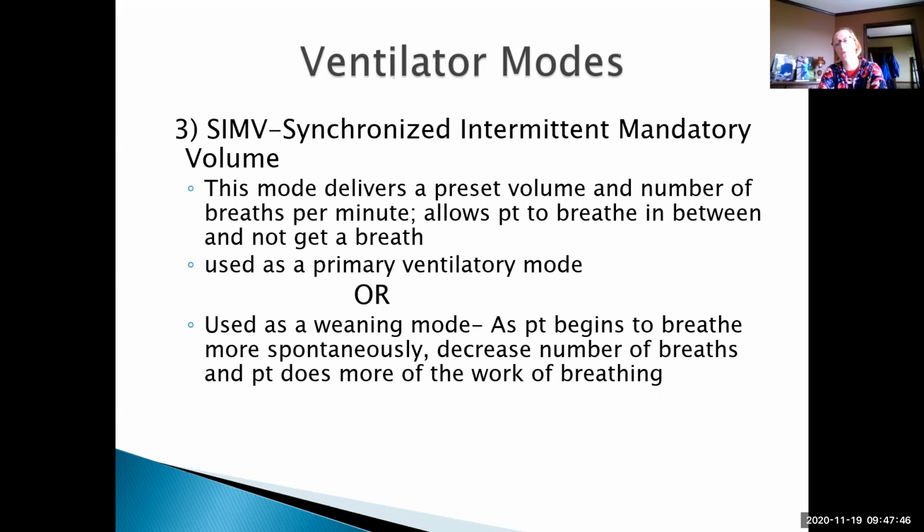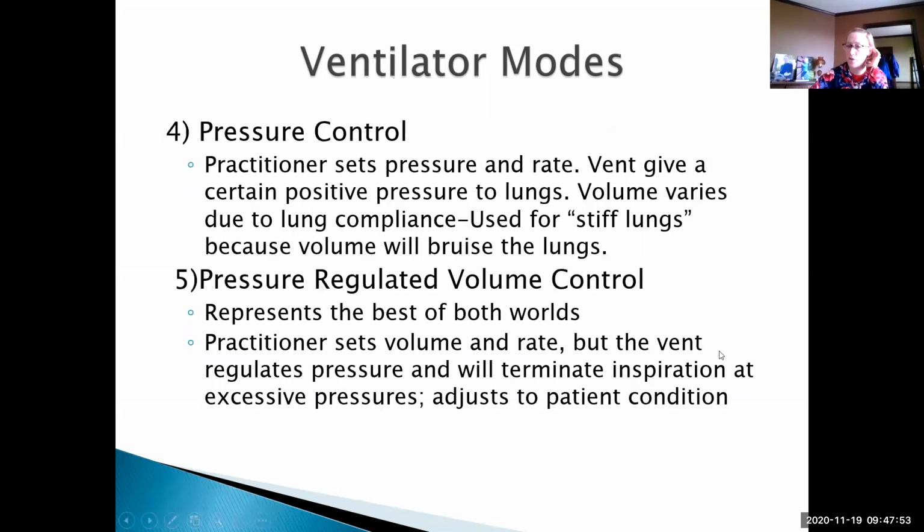And as they begin to breathe more spontaneously, it decreases in the number of breaths and the patient does more work. So it's a lot more patient controlled. Then you have your pressure controlled and pressure regulated volume control.